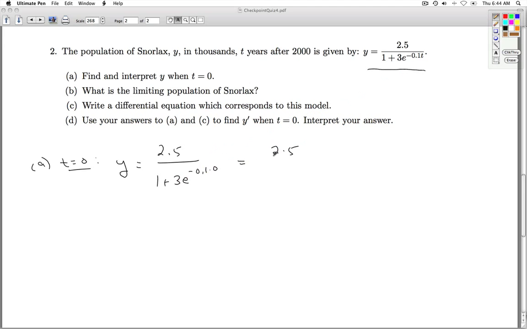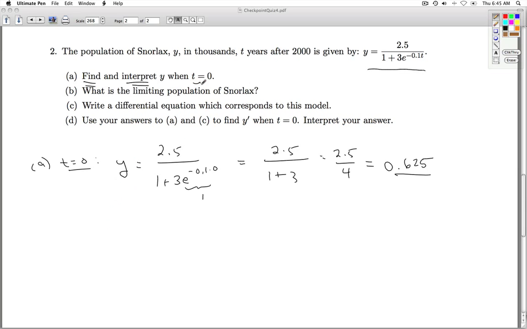So that's 2.5 divided by 1 plus, well, e to the 0 is 1. So I get 2.5 divided by 4. So 2.5 divided by 2 is 1.25. You divide that by 2, you get 0.625. So that's the find part of the problem. What about the interpret part?